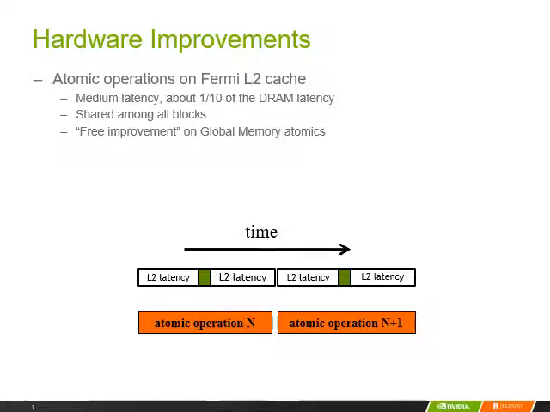And this is a free improvement on global memory atomics in the sense that the GPU kernels are still executing global memory atomics. It's just that the hardware under the hood captures all these atomic operations and performs them with about 1/10 of the latency and about 10 times the throughput. So these are free improvements for the programmers. The programmers do not need to make any change to their code to benefit from this improvement.